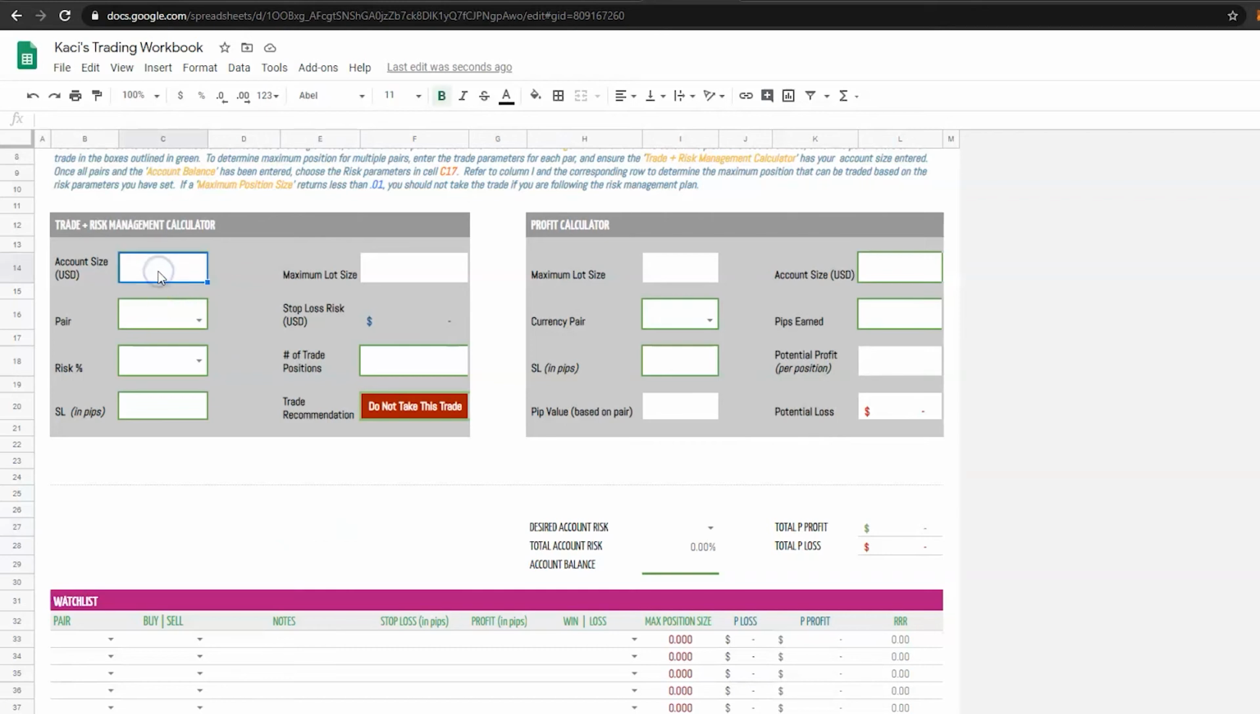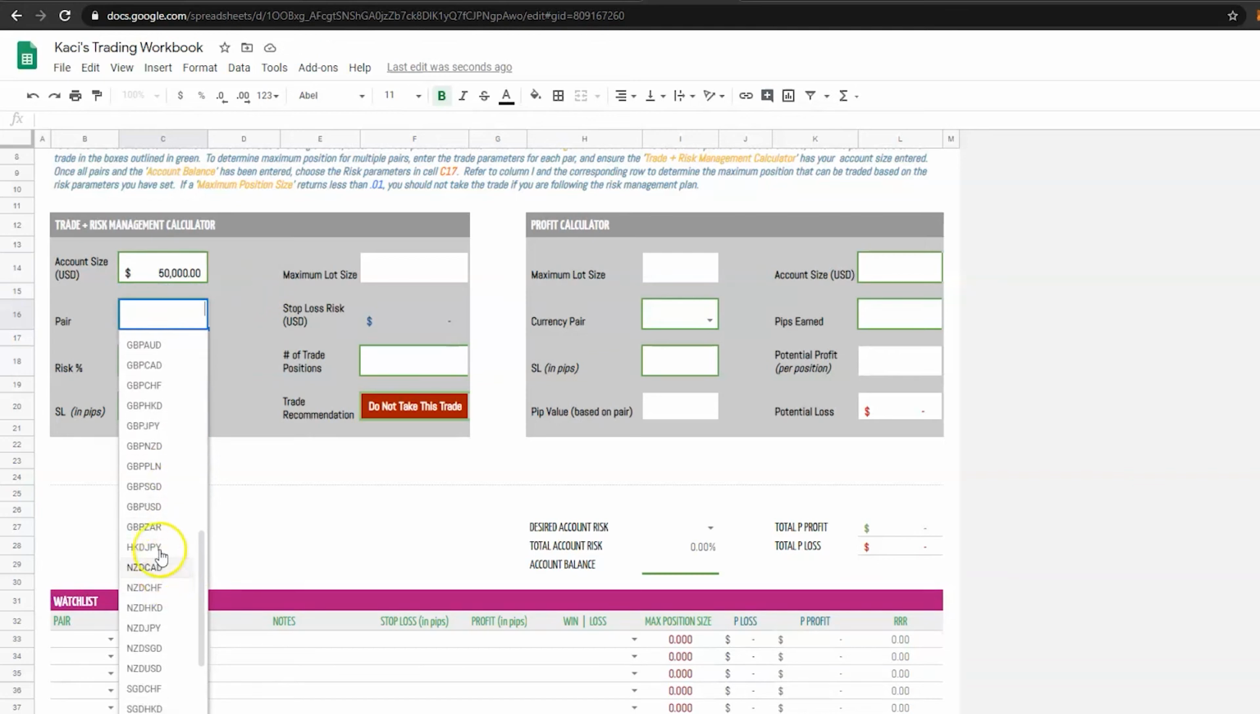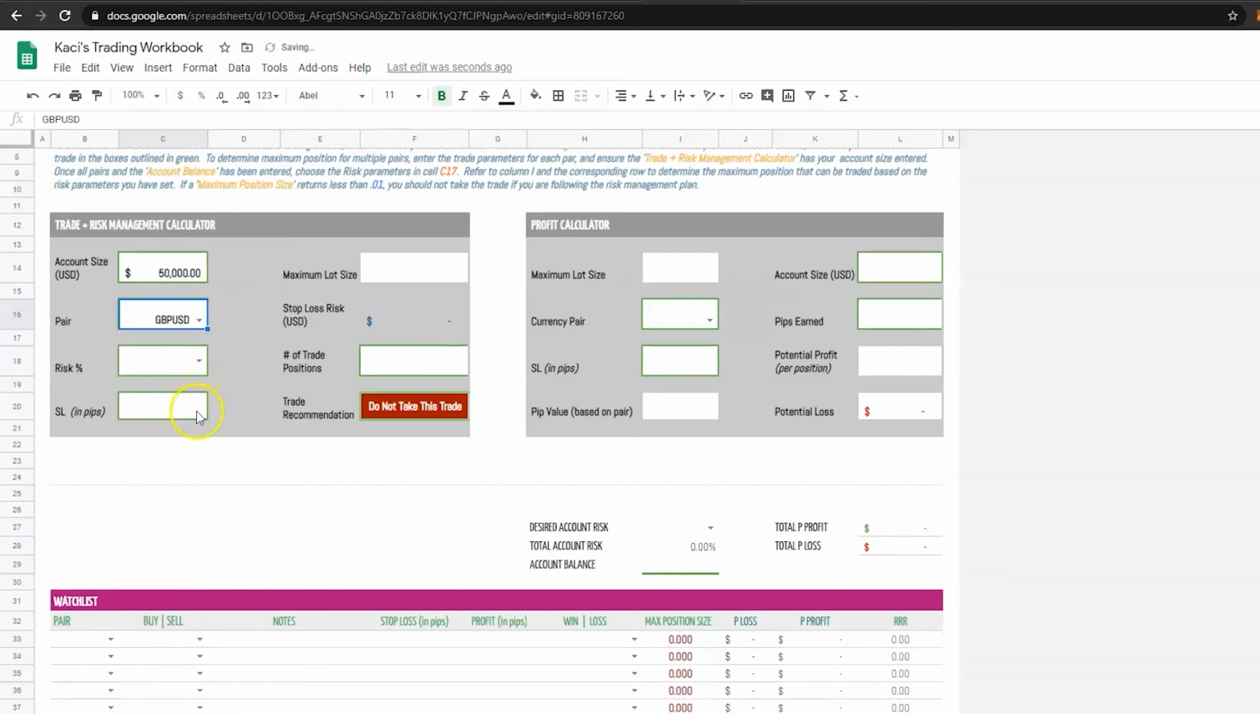So you would go here and put in your account size. I'm putting in my account size, and then I'm going to select the pair that I am trading, which is GU, with a 35 pip stop loss. And I only want to get one position. And so here you choose your risk.